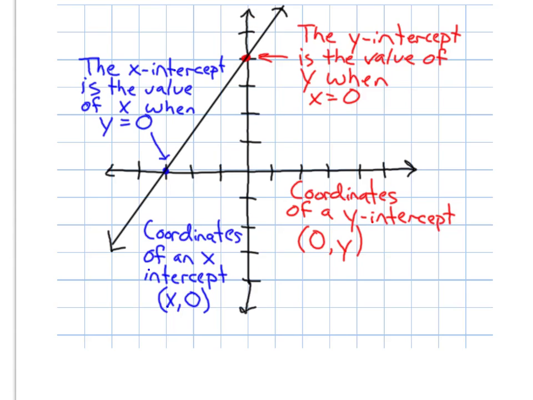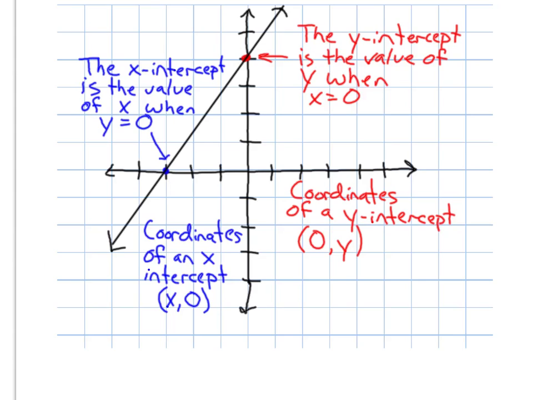Notice the x-intercept: if it crosses the x-axis, then y has to be 0. If the x-intercept was here, the y value is still 0. If it was here, it's still 0. So the x-intercept is wherever x is when y equals 0 on our line. Likewise, the y-intercept is the value of y when x equals 0. We haven't moved side to side if it's on the y-axis, so x equals 0. So again, it's the value of y on our line when x is 0.